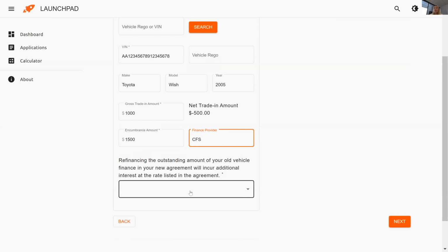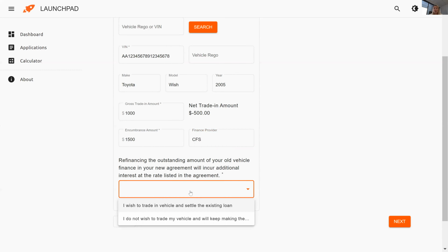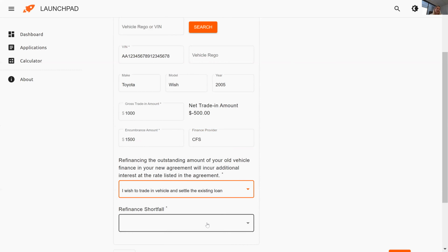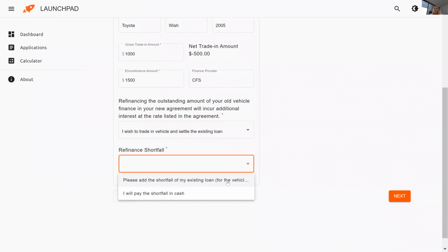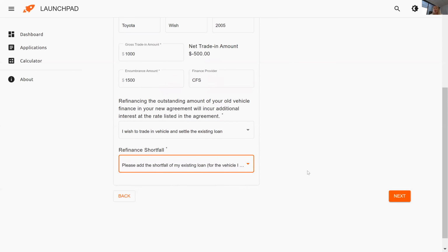The question here is: refinancing the outstanding amount of your old vehicle finance in your new agreement will incur additional interest at the rate listed in the agreement. So again, another one of the regulations from the CCCFA coming on 1st of December. I wish to trade in my vehicle and settle the existing loan, or I do not wish to. So one of those, it just means that the customer is definitely aware if they're trading their vehicle, are they going to want the encumbrance, if any, to go on there or not? So a good one just to obviously clarify and record what they're going to do. And again, the shortfall there, I will pay the shortfall, or please add it to my loan. Easy peasy. And again, you can do this afterwards.